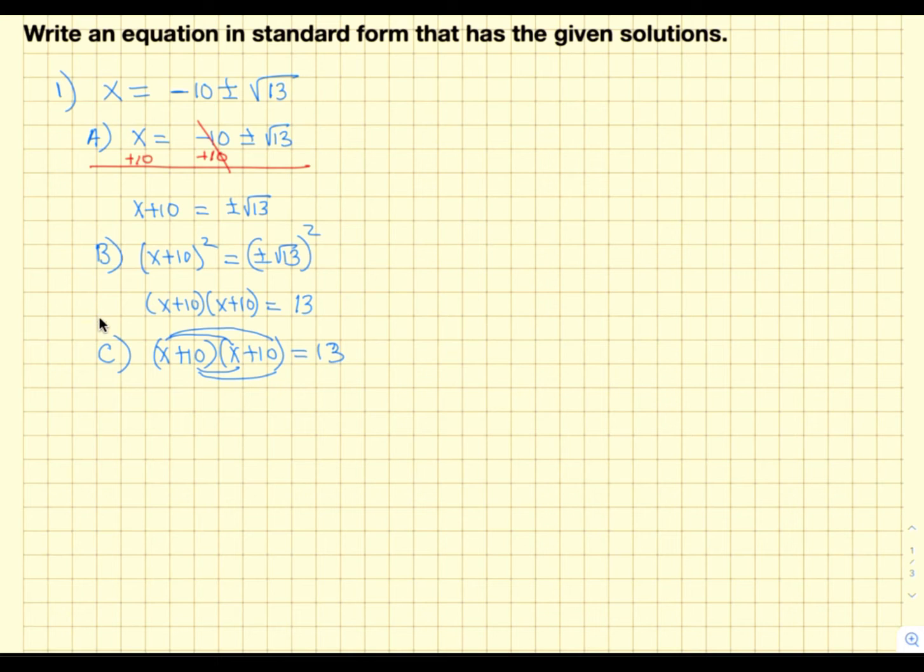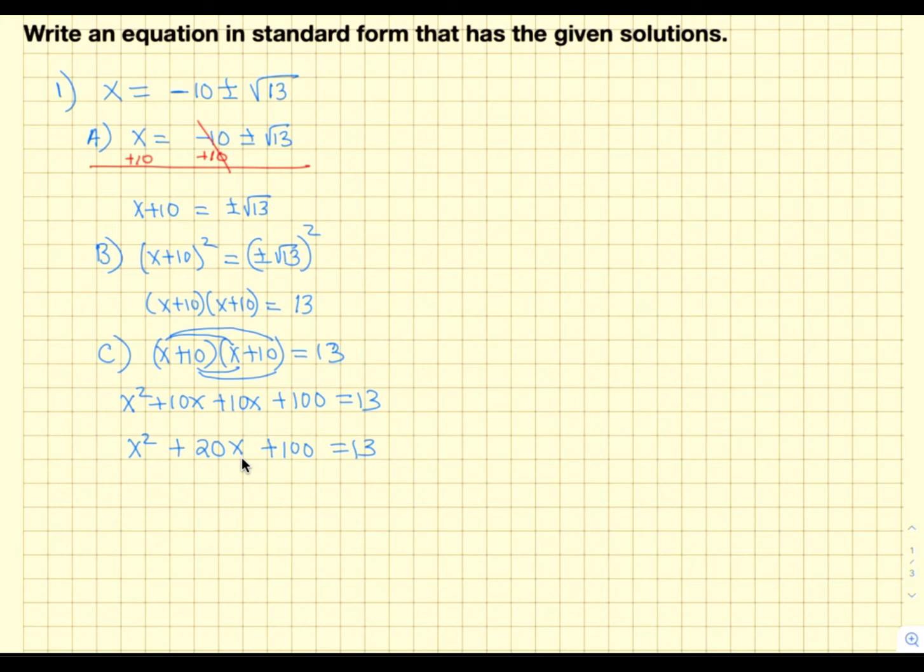So that means we're multiplying x times x to get x squared. X times 10 is 10x. 10 times x is 10x again, and then 10 times 10 is 100. And that, of course, equals 13. The next step is to combine like terms. That's 10x plus 10x. That makes 20x.